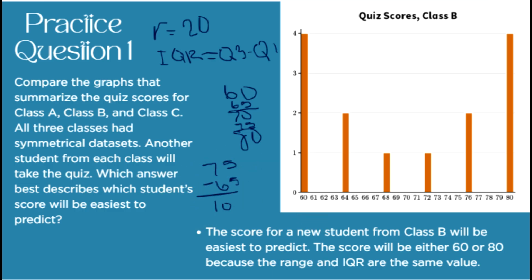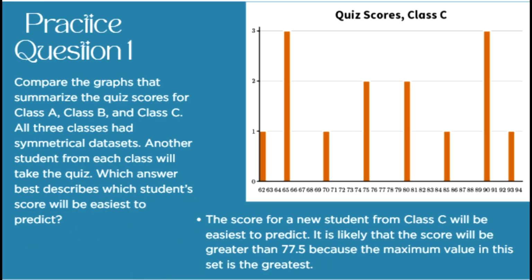So is this a true statement? Because the range and IQR are the same value. That one's eliminated. Let's go to the next one. The score for a new student from Class C will be easiest to predict. It is likely that the score will be greater than 77.5 because the maximum value in this set is the greatest. Okay, so let's pick it apart bit by bit and let's start with the easiest.